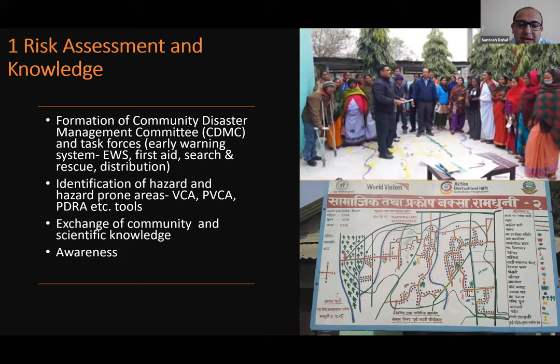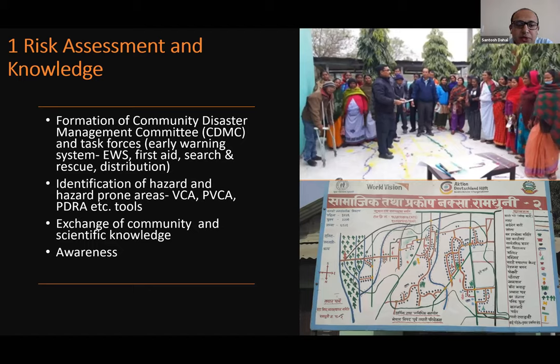And after that, what we do is identification of hazards and hazard-prone areas. We use different vulnerability assessment tools, for example, what we call VCA, vulnerability and capacity assessment, or participatory vulnerability and capacity assessment, or participatory disaster risk assessment. Different tools are used to identify the hazards and hazard-prone areas within the local level.